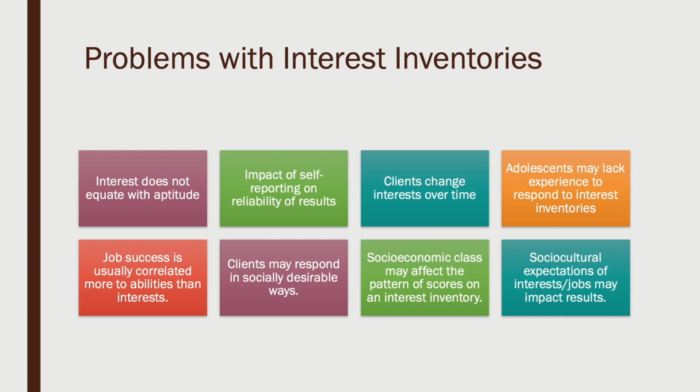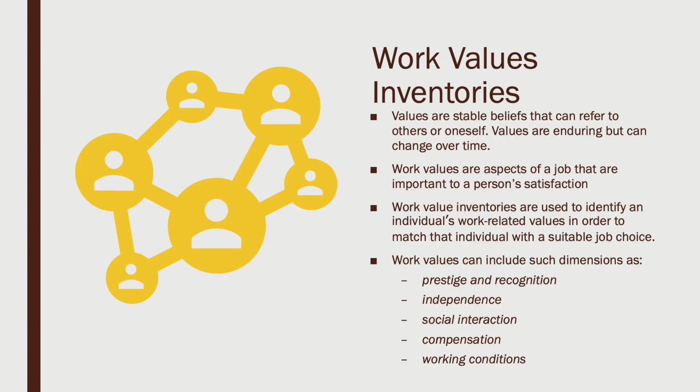And job success is usually correlated more to abilities than interests. Clients may respond in socially desirable ways, so we have to monitor how they're responding. And socioeconomic class may affect the pattern of scores on an interest inventory. And lastly, sociocultural expectations of interest or jobs may also impact results. So, next up, we'll talk about work values inventories.